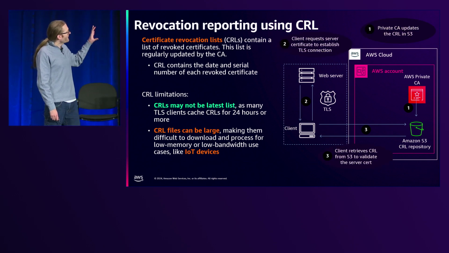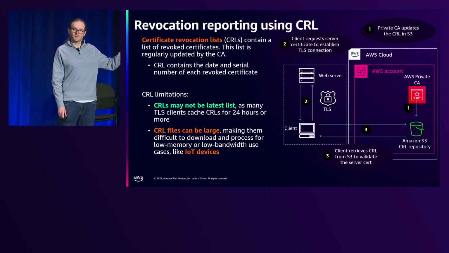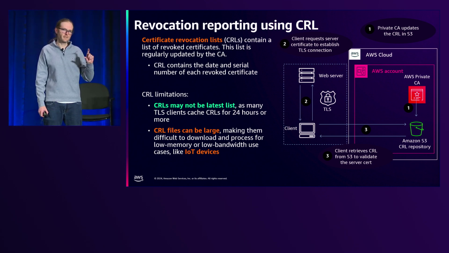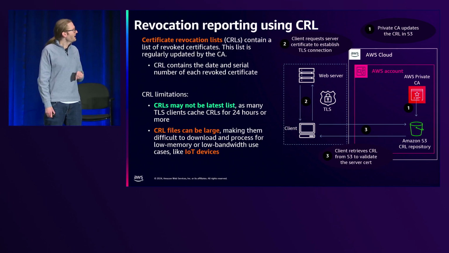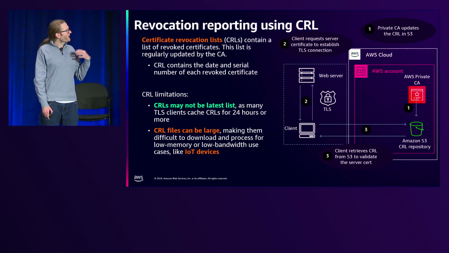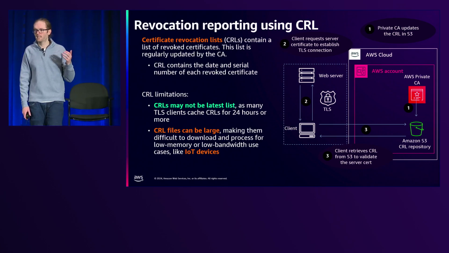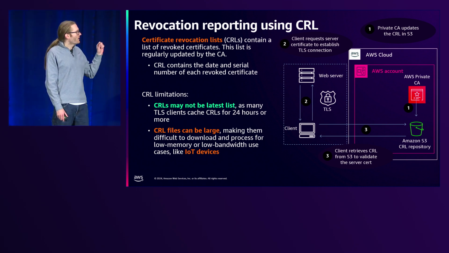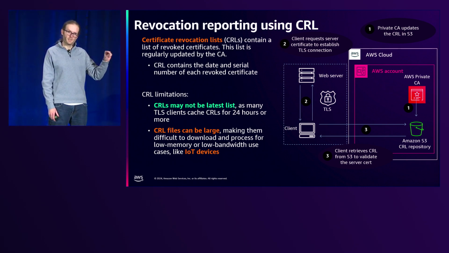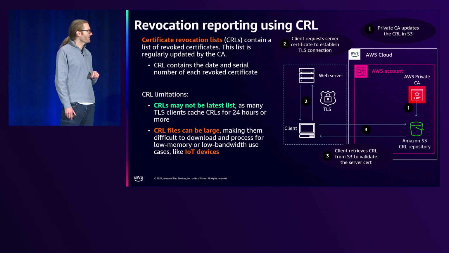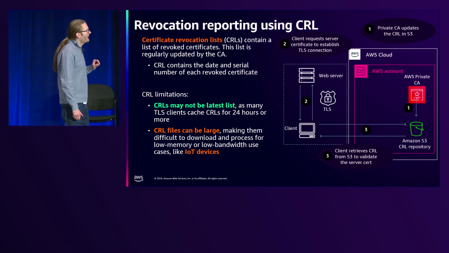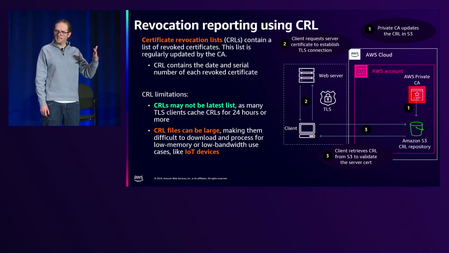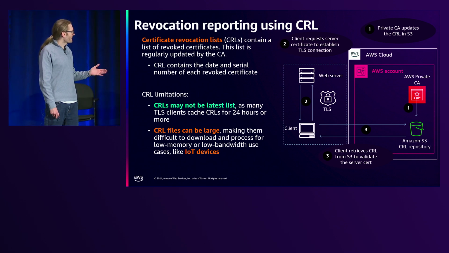So number one, you revoke the cert. So you make an API call. Private CA is going to update that list of certificates in S3. And then when the client wants to establish a TLS connection, it will go download that CRL from that S3 bucket. Again, it finds that location in the actual certificate details in the cert. It'll look through that CRL and see, is this in the list of revoked certs? If not, I'll trust it.